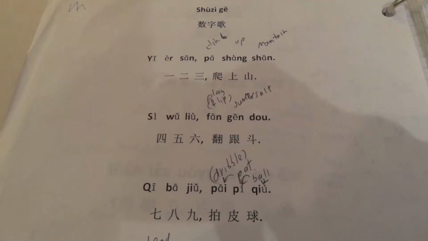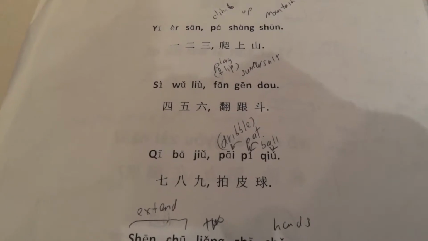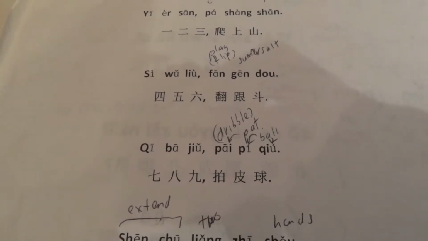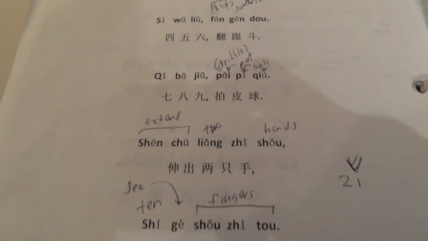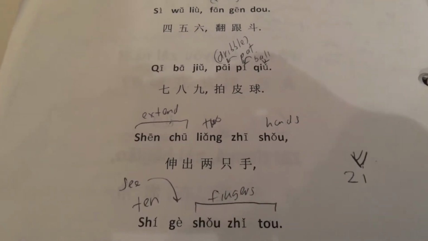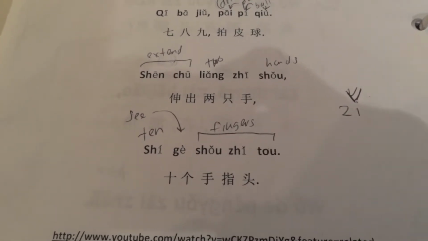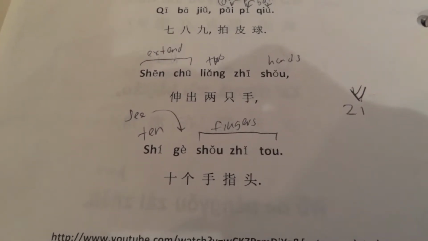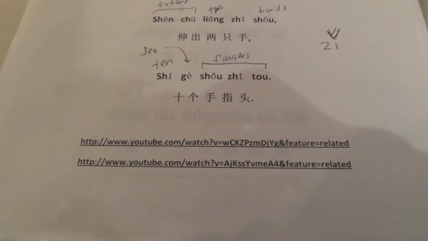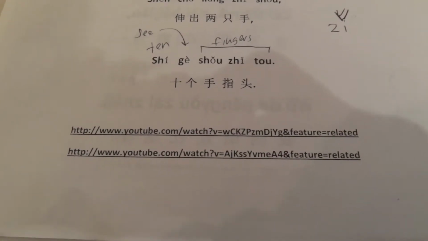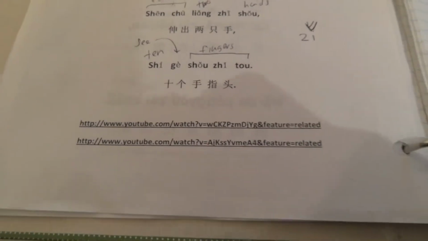1、2、3，爬上山。4、5、6，翻跟斗。7、8、9，拍皮皮Q，伸出两只手。十个数字. Okay, so this one I need to remember to listen to the actual recording so I can learn it properly, because that one I have a lot of mistakes.